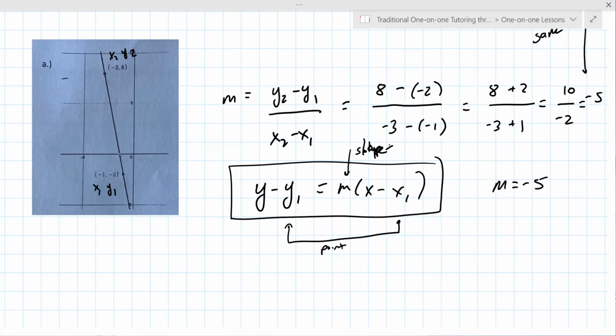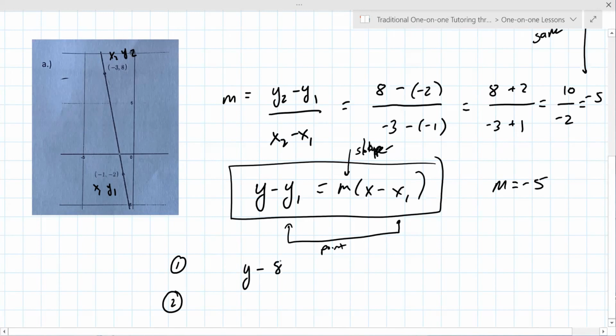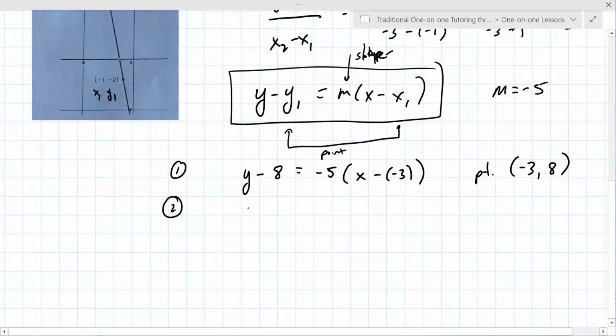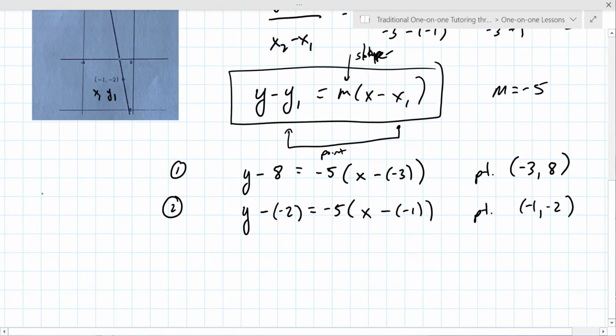Okay, so there's actually two point slope lines. And you're like, what? Okay, so let's try that. Let's use this first point, okay? Y minus 8 equals -5 times x minus -3. So see how here I'm using the point -3, 8. Do you see that? Yeah. And then for the next one, I'm going to use the other point. Y minus -2 equals -5 times x minus -1. Here I'm using the point -1, -2. They are both correct.